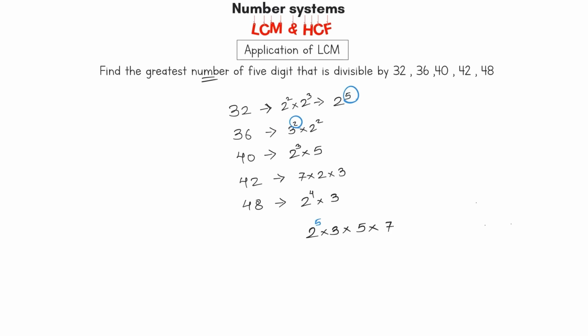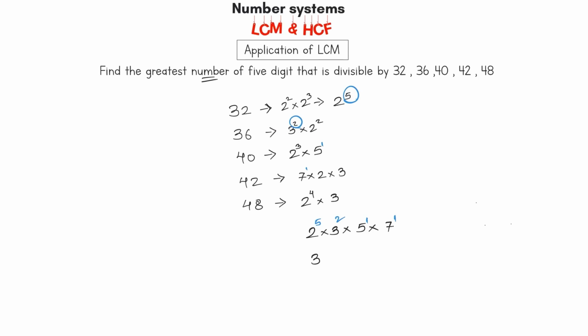This looks to be the highest power. So 3 to the power 2. What is the highest power of 5? Highest power of 5 is 1 here. That's the only thing I can see here. So that is 1. And then I need 7. 7, what is the highest power? That is equal to 1. So I'll write a 1 here. That's what I get from this.